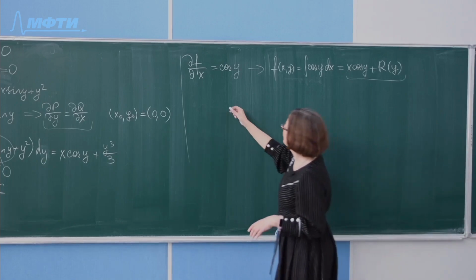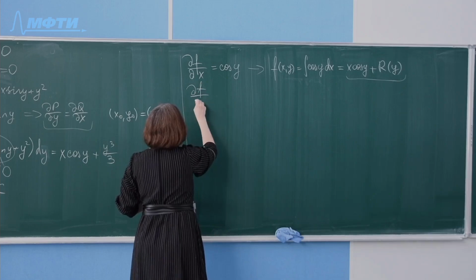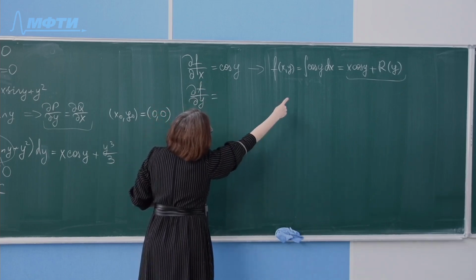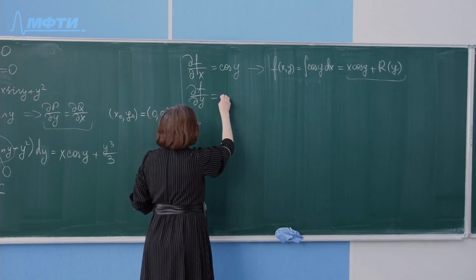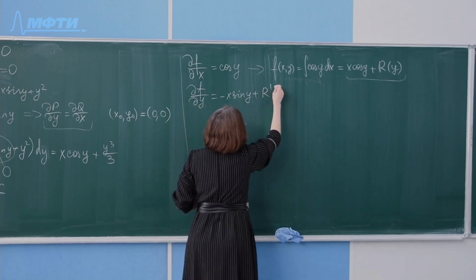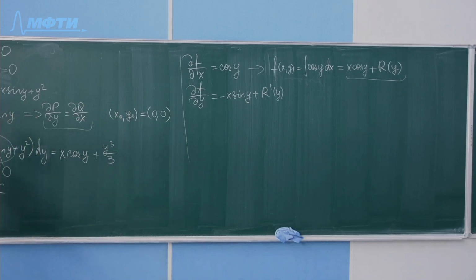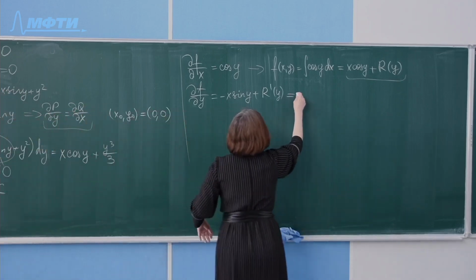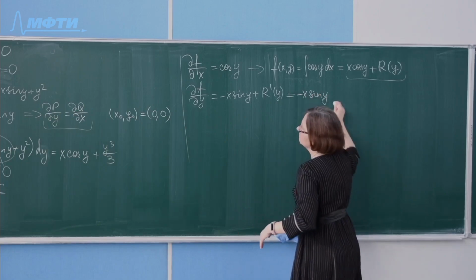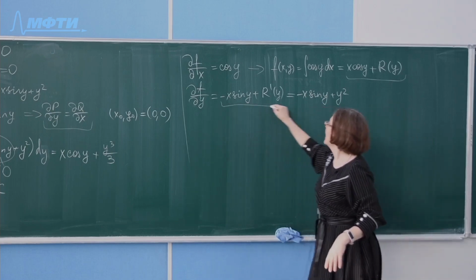And the second step, we should find the partial derivative of this function with respect to y. So just differentiate this. We will get minus x sine y plus r prime of y. And we know that this is equal to Q. So we will solve the equation. It should be equal to minus x sine y plus y squared. Now we are trying to solve this.